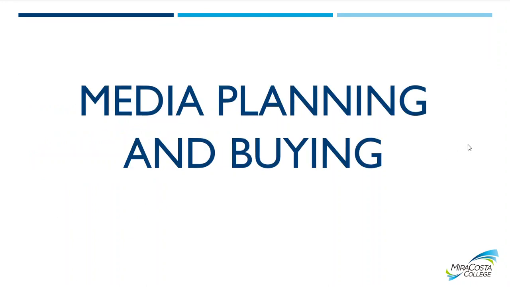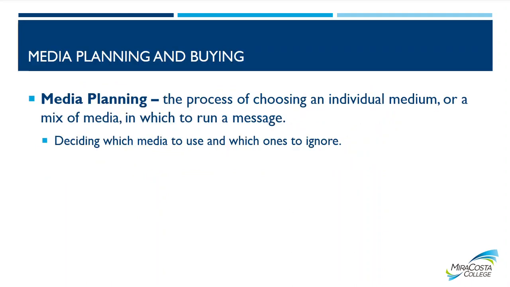So let's jump right in here. We're first going to go over media planning and buying. So media planning, the basic definition is that it's the process of choosing an individual medium or a mix of media in which to run a marketing message, deciding which media to use and which ones to ignore because there's a wide range of media.